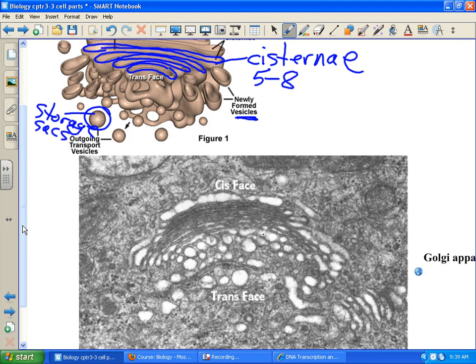Let's compare it to a real picture. Do you see the layers? One thing that's cool about the Golgi is it receives materials. This has to do with the function. That's why the top is kind of fat, because it's receiving materials. Then as it goes through these different layers, it gets changed. It's mostly receiving proteins, and it will modify those and package them.